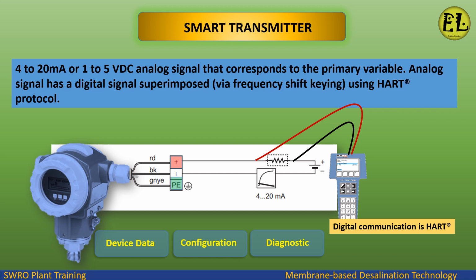A smart transmitter provides a 4 to 20 mA or 1 to 5 VDC analog signal that corresponds to the primary variable. The analog signal has a digital signal superimposed via frequency shift keying using the HART protocol. Device data, configuration, and diagnostics are the features of a smart transmitter.